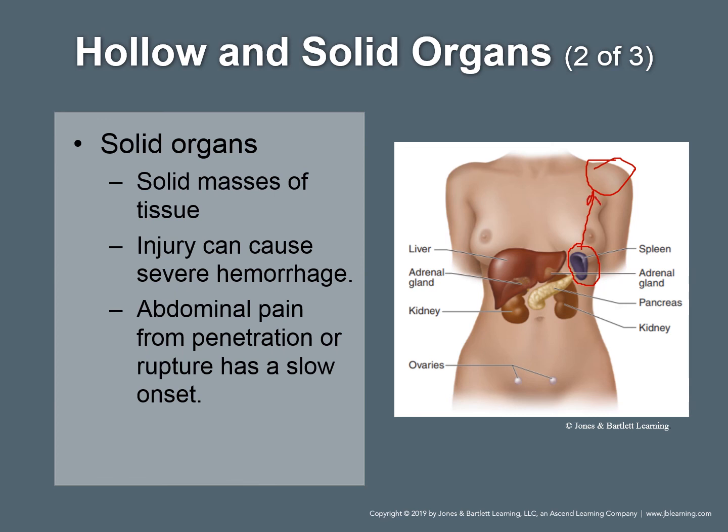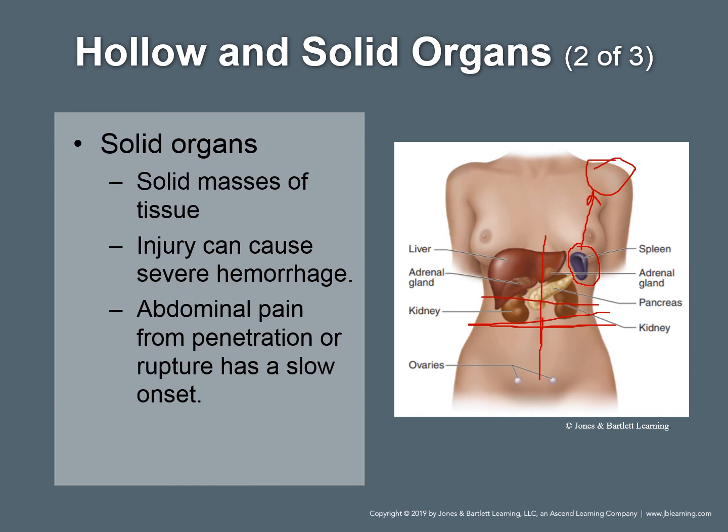That's called Kehr's sign. So anytime you have shoulder pain, that can be associated with abdominal trauma. You suspect a spleen injury, that's the classic sign, possibly a liver, but really, if you have the choice between liver and spleen, it's going to be the spleen. Your liver, now remember your abdominal quadrants are divided like that.